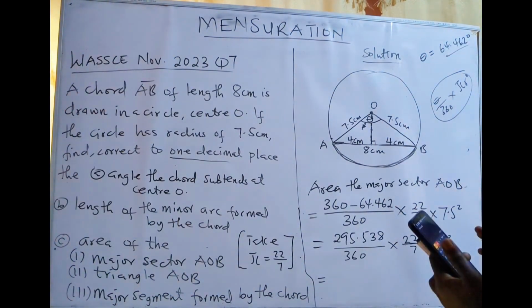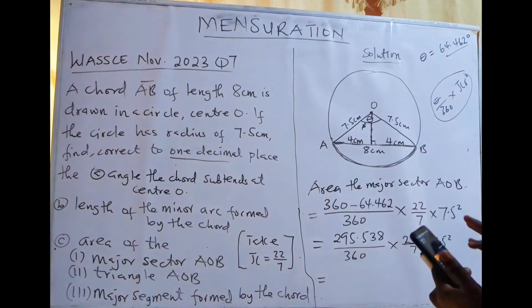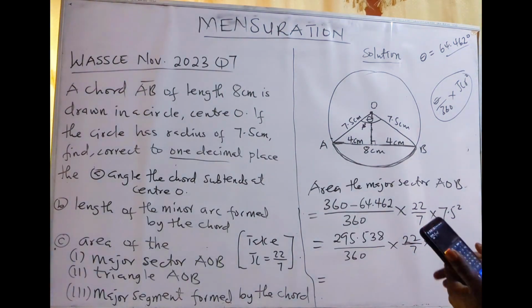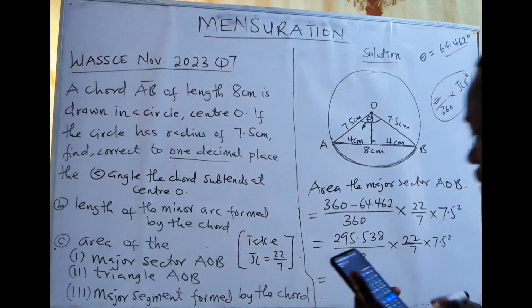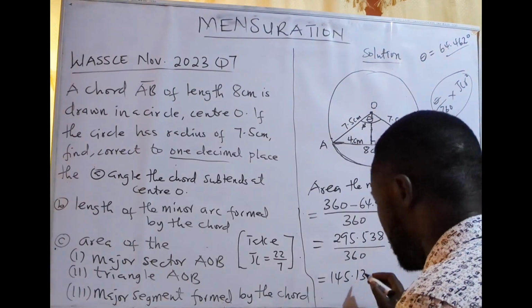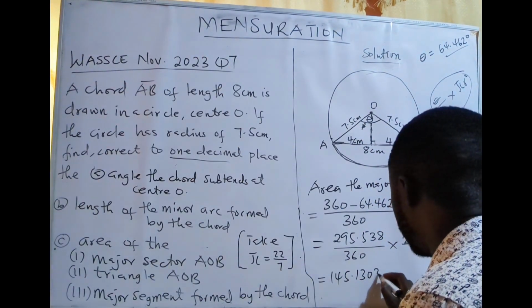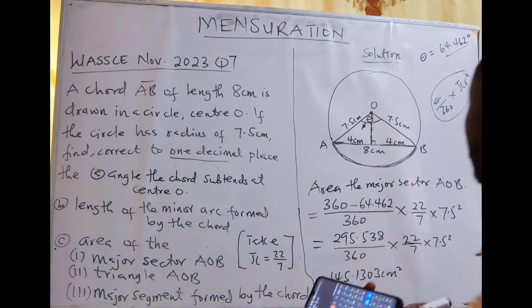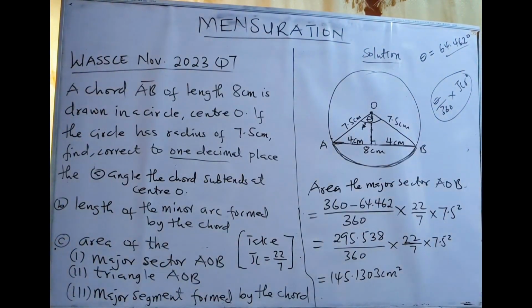So we have 295.538 divided by 360 times pi times 7.5 squared. All right, pi r squared. That will give us 145.1303 centimeters squared. Okay, so because it is area, then I have to add what?